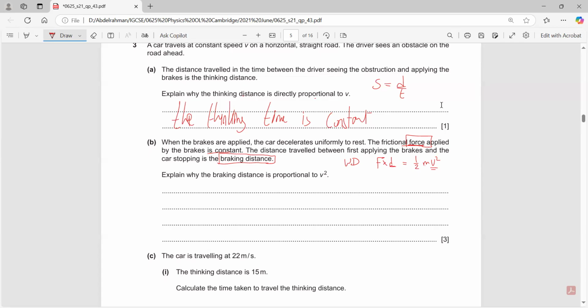We need to write that down. That's all you need to write down. Let me write it down in hopefully simpler words.